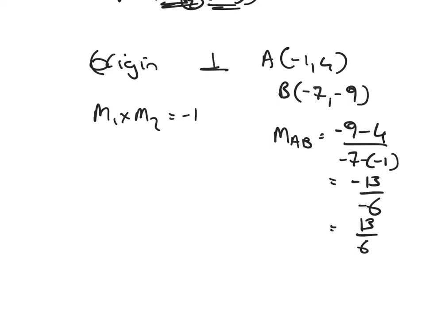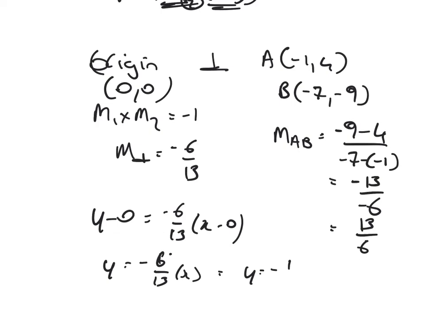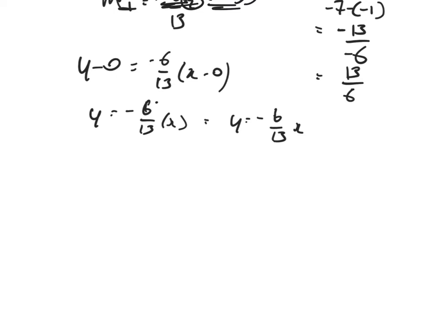Lines are perpendicular. m1 m2 equals -1. Let's flip and invert, and that will be -6 over 13. So the gradient of our line is -6 over 13. It passes through the origin (0, 0). y minus 0 equals -6 over 13 bracket x minus 0. That's y equals -6 over 13 bracket x, and that can then just be written as y equals -6 over 13x. I do have an option at that point of multiplying through with 13, which gives me 13y equals -6x.